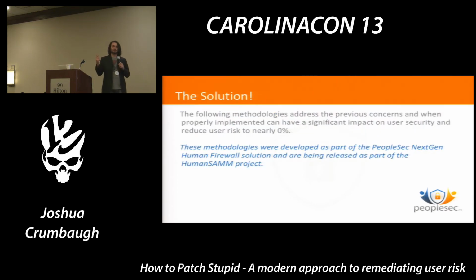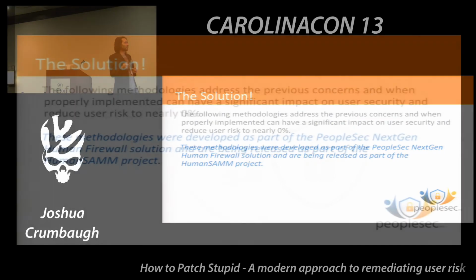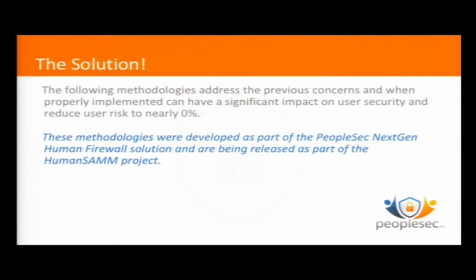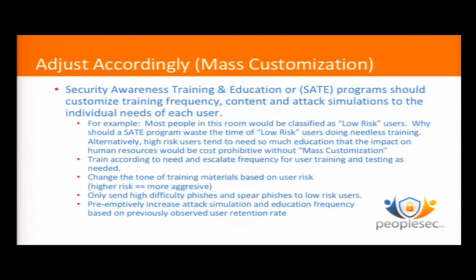So, the solution. I've talked a lot about the solution as we've gone through here, but let's jump into it. The first thing is that you need to customize. Now, the way we do it is we customize down to the individual user. There are over 1,000 different pathways that any one user can take from start to finish. But I get that not everyone can do that. Not everyone has that technology. But what we can do is adjust according to user risk.